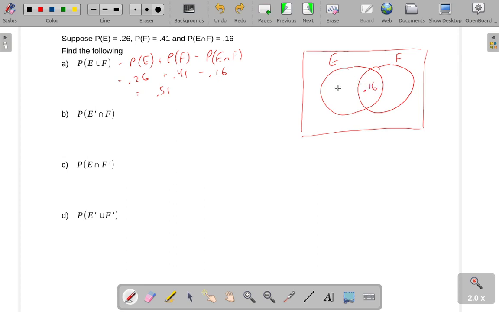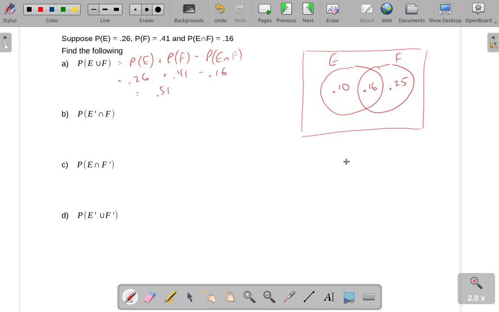If we do this using these Venn diagrams, you can see in order for there to be 0.26 within E, there would have to be 0.1 within this crescent moon shaped area, because 0.1 plus 0.16 is 0.26. Or another way of looking at that is 0.26 minus 0.16 is 0.1. Similarly, we know the probability of F is 0.41, so this whole region must be 0.41. If this area right here is 0.16, the remaining stuff would have to be 0.25.